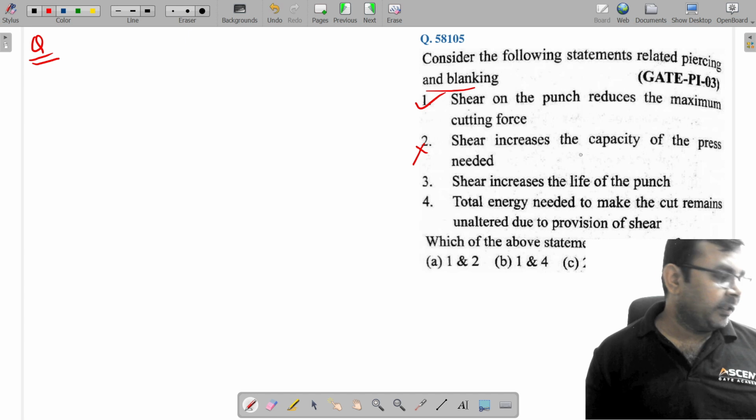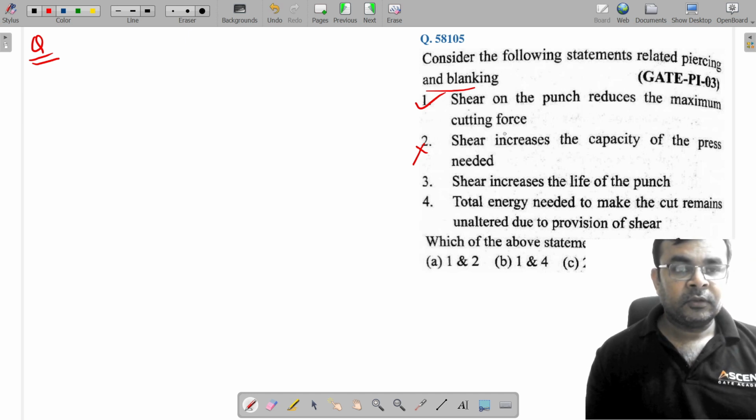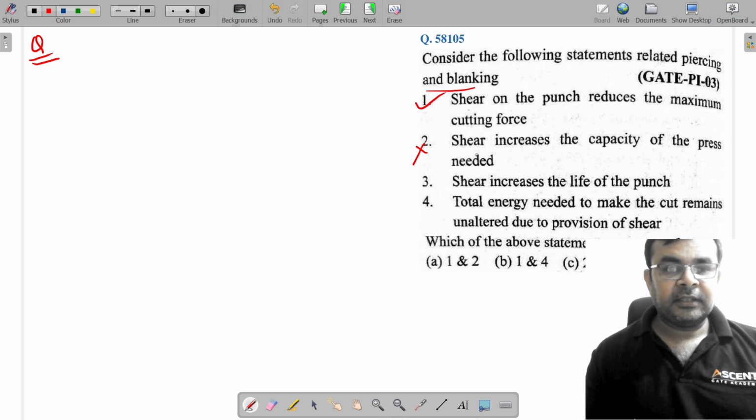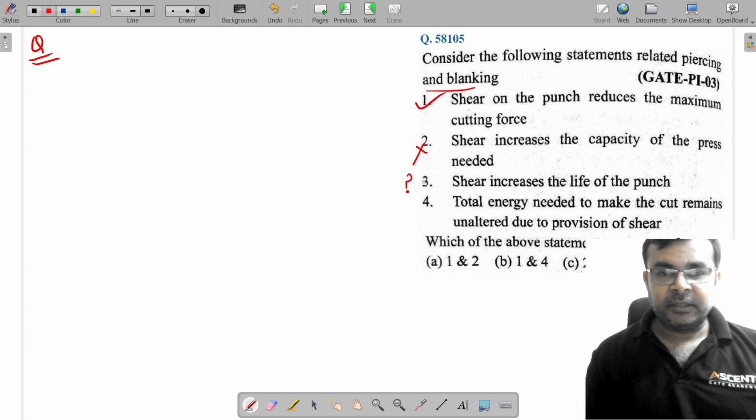So you can see here. If I talk about this question, the first option is right, the second option is wrong. Shear increases the life of the punch. We don't know about this. We don't have any evidence whether the tool life will increase or not.